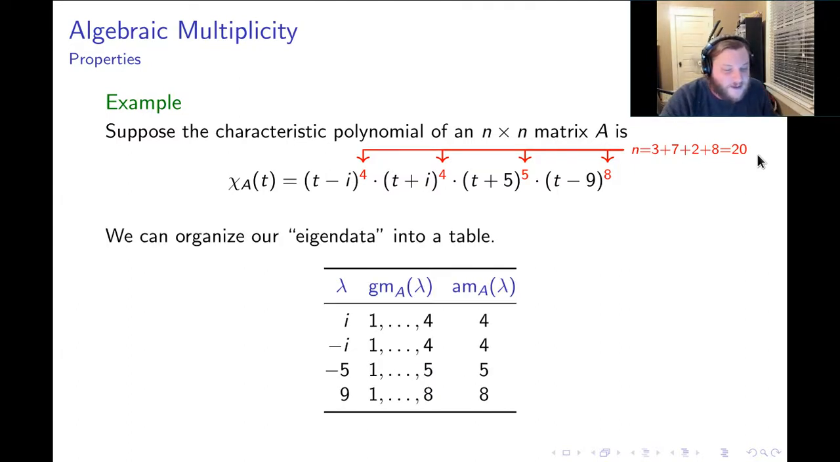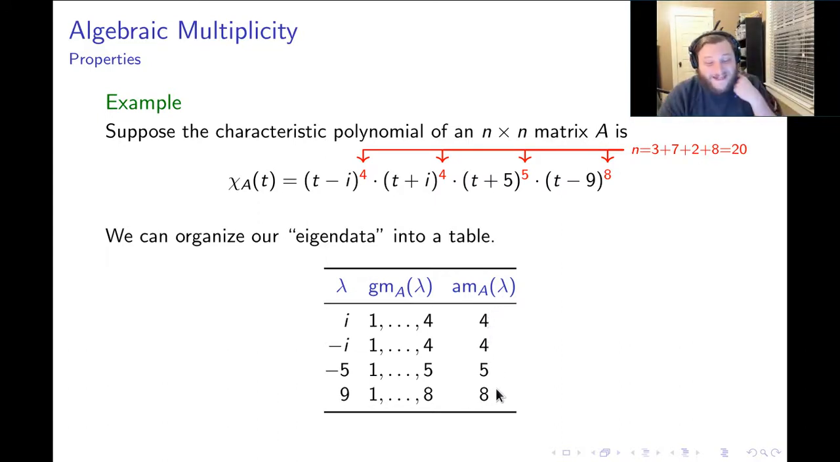And what we can do here is organize all of our so-called eigendata into a table. What we're finding with this characteristic polynomial factored is that the roots are i, negative i, negative 5, and 9. So we know what the eigenvalues are, i, negative i, negative 5, and 9. And we know what the algebraic multiplicities are. They're 4, 4, 5, and 8. So we can include the algebraic multiplicities in our table here.